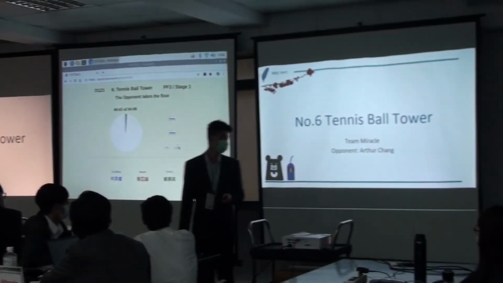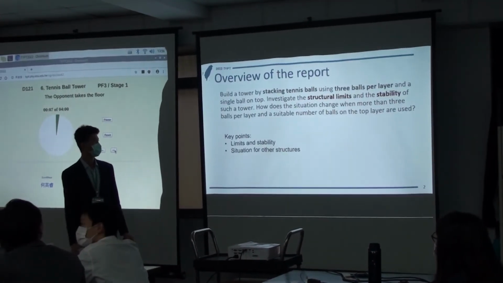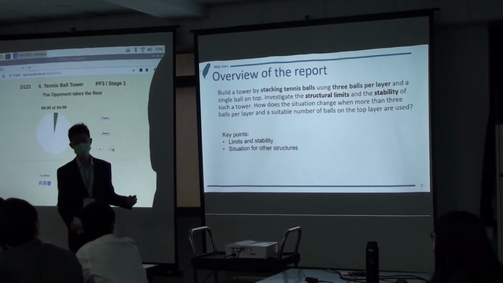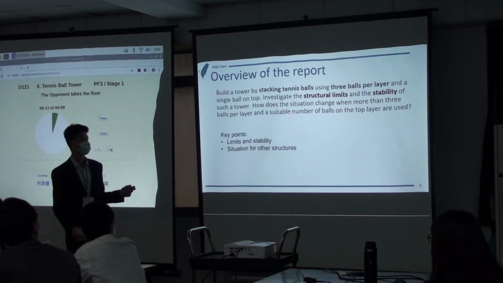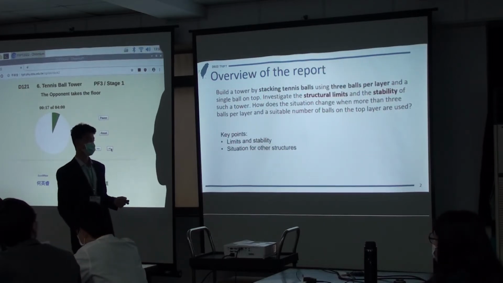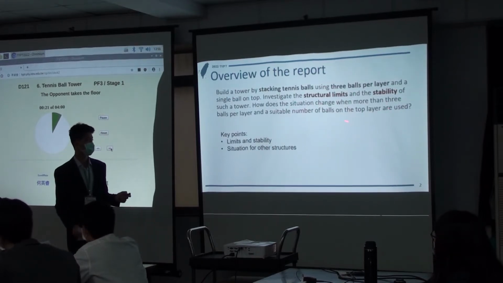Arthur John from Mr. Miracle, and now we are proposing Problem 6, tennis ball tower. The problem statement says that we have to build a tower by stacking tennis balls using 3 balls per layer and a single ball on top. Investigate the structural limits and the stability of such a tower. How does the situation change when more than 3 balls per layer and a suitable number of balls on the top layer are used?